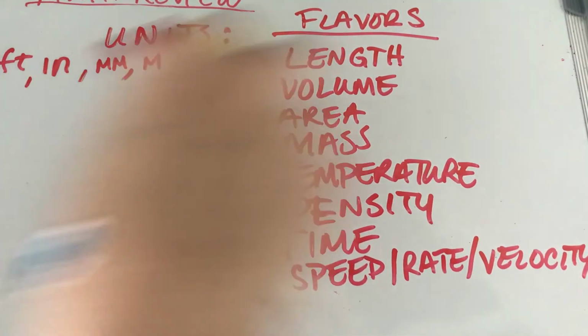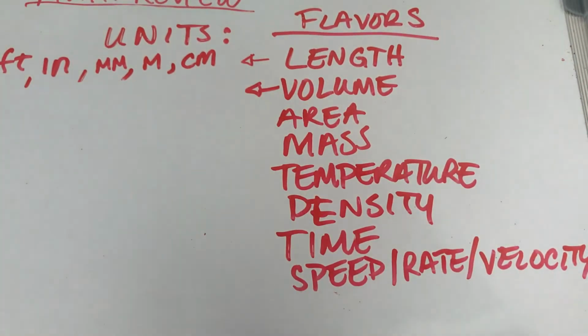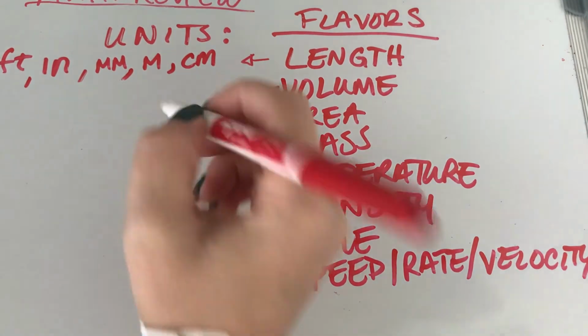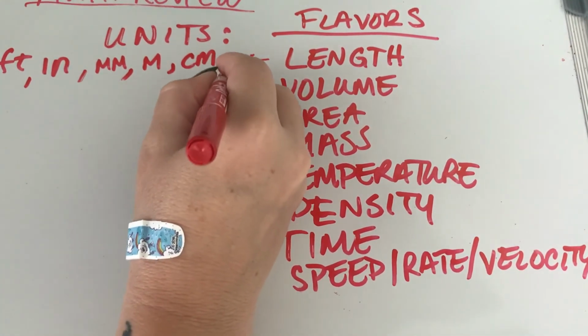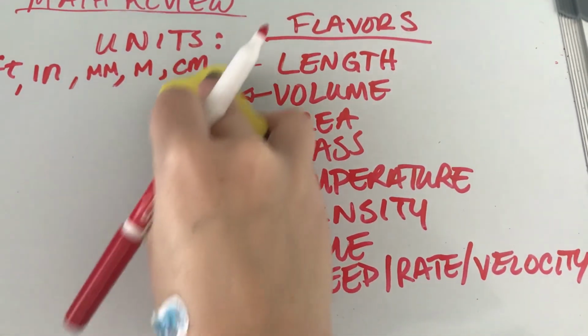How about volume? Cubic centimeters. Yeah, we did one earlier. That was cubic centimeters. Sorry, this is getting ugly. I can be cuter.